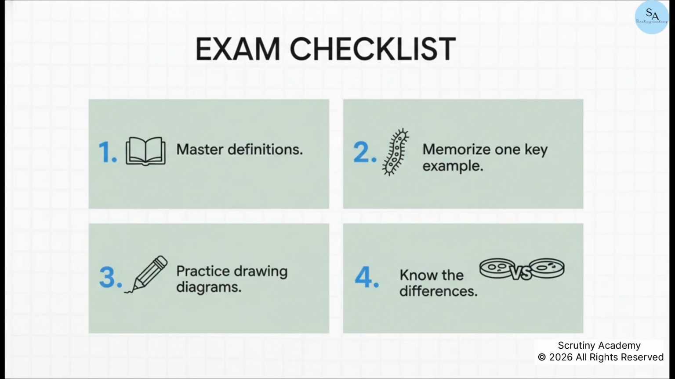First, you have to master those definitions we talked about. Second, for every single method, memorize at least one key example. Third, practice drawing clean, labeled diagrams. Fourth, really focus on the key differences, like we did with binary versus multiple fission. And finally, be ready for those application questions, just like our curd experiment.